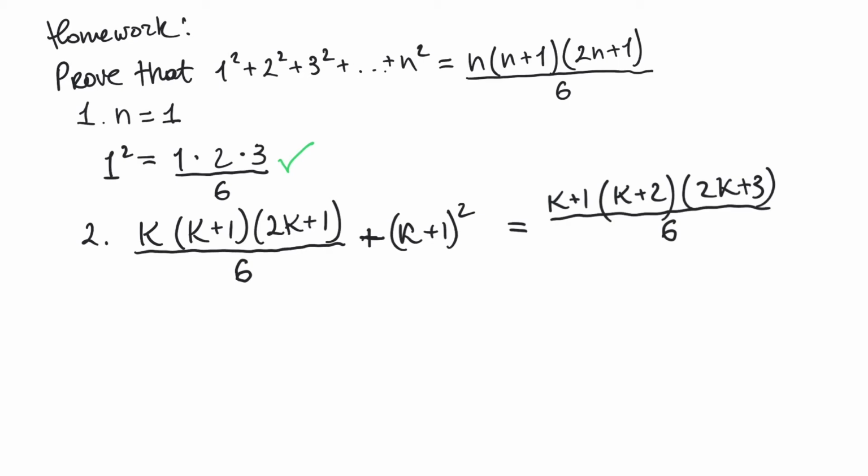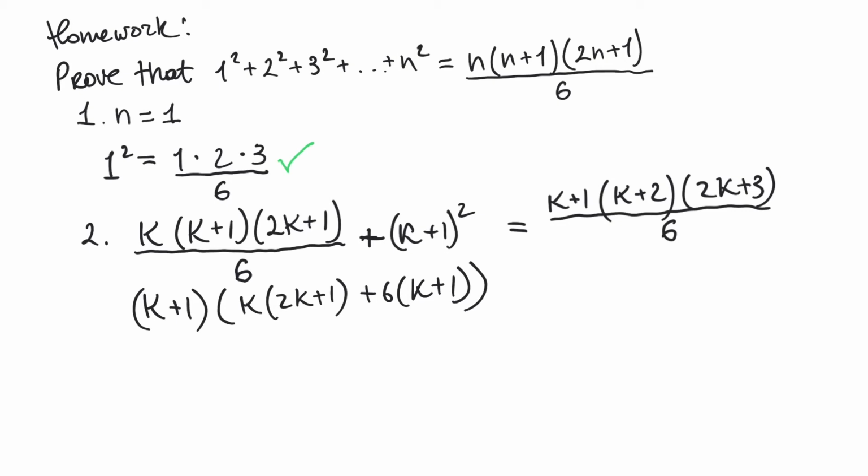So it's k plus 1 multiplied by k and multiplied by 2k plus 1 plus 6 times k plus 1, divided by 6.